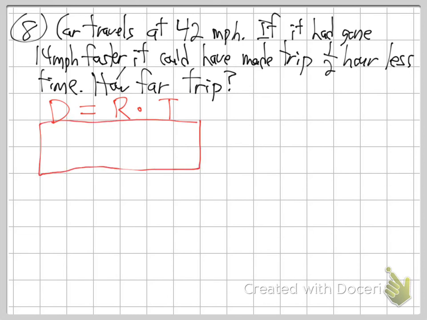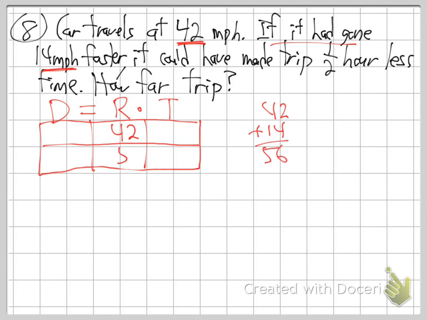So we use the D = R × T formula. The car travels at 42 miles an hour. Is that a distance, rate, or time? That's a rate. If it had gone 14 faster, so if you take 42 and you add 14, that's 56. So this is the faster, isn't it? It's what the car actually did, and then if he'd gone 56 miles an hour, 14 faster, it could have made the trip in a half hour less time.